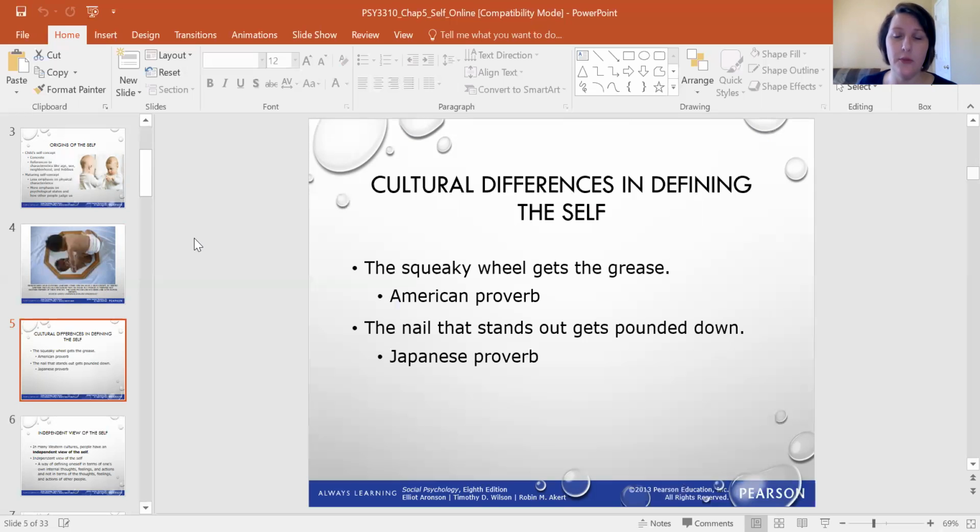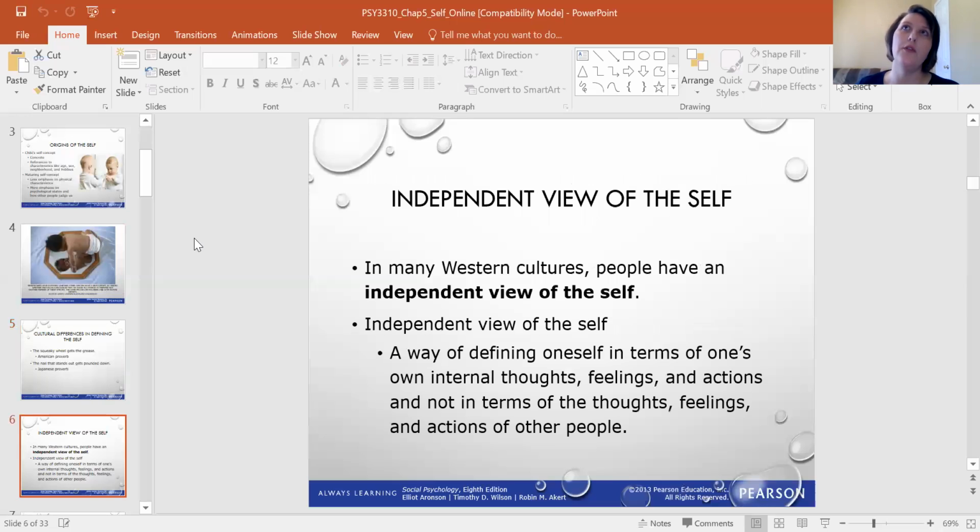The nail that stands out gets pounded. If you yell and scream loud enough, they're going to quiet you, but not in a way that appeases you. They're going to be like, shut up or you will die, sort of thing. So the idea is that you don't yell out, you don't make waves, and you don't cause a fuss, because that's disgraceful, and that is something that you will get punished for.